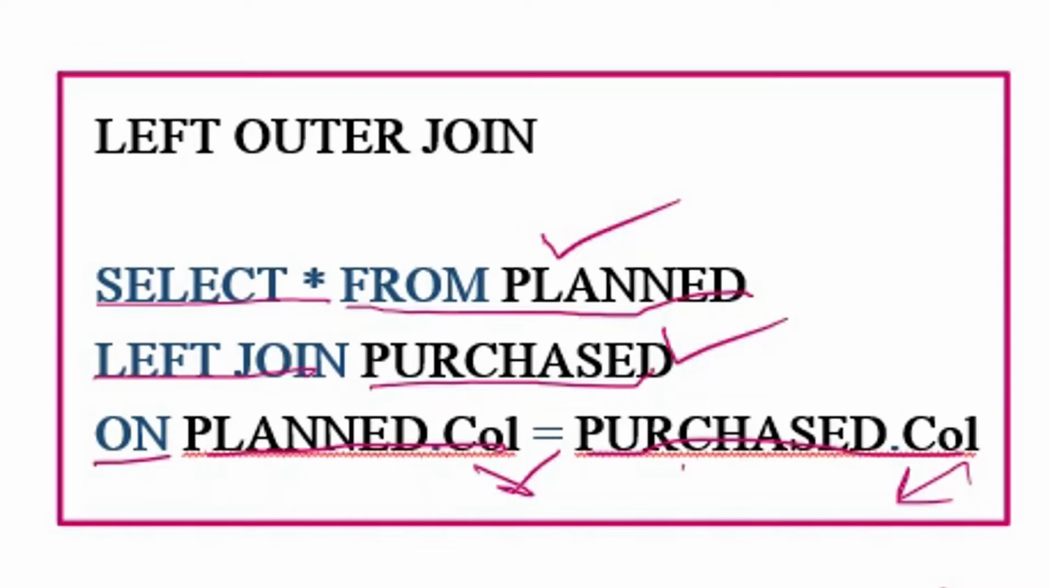We were allowed to do that in the previous two joins, which were inner join and full outer join. But in terms of left join, or even right join, the order matters a lot. And since we are worried about the data from the left hand side table, which is the planned table, it should come first, and then we apply the left join, and then we mention the right side table. Now let's go ahead and see a demonstration on the pgAdmin tool.